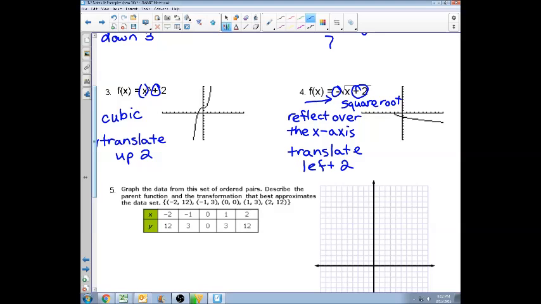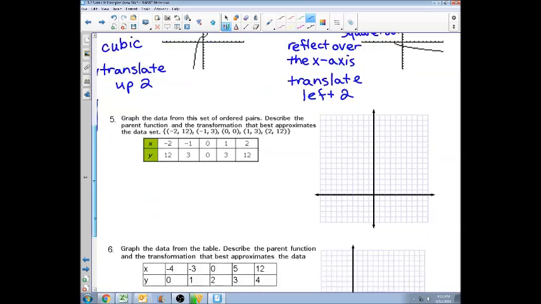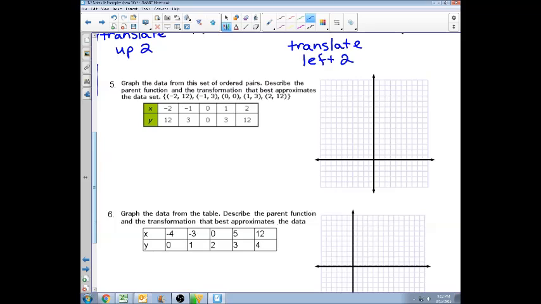Okay? Let's move on to number 5. Most of that stuff up there should not be overly difficult for most of you. Number 5, we need to graph the data from this set of ordered pairs, describe the parent function, and the transformations that best approximates the data set. Well, the first thing I want to talk about is in an ordered pair, it is always x first, y second.